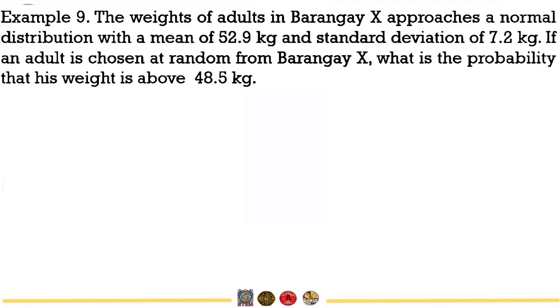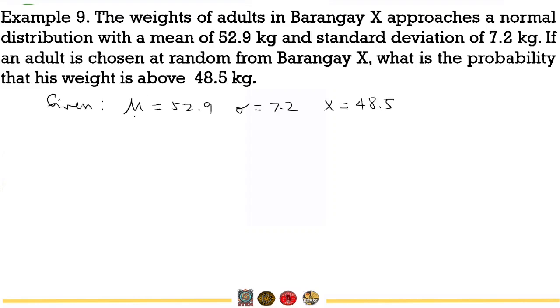Word problems. The weights of adults in Barangay X approach a normal distribution with a mean of 52.9 kilograms and a standard deviation of 7.2 kilograms. If an adult is chosen at random from Barangay X, what is the probability that his weight is above 48.5 kilograms? In dealing with word problems, you need comprehension and analysis. So aside from illustrating the given and translating it to the standard normal curve, I suggest you list down the given.